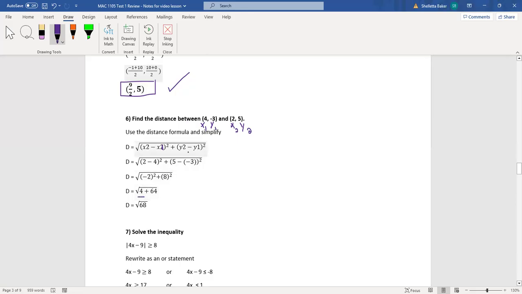The difference in our y coordinates, we'll get 5 minus negative 3. Remember, minus minus will become addition. 5 plus 3, which is 8 squared. 8 squared gives us 64. We add those together, and we'll get our distance is square root 68.